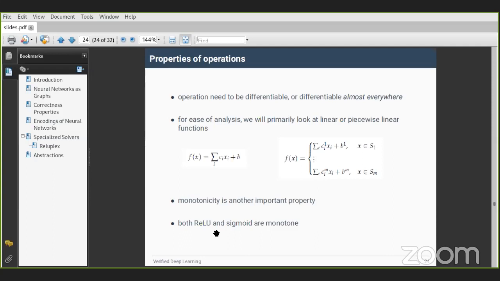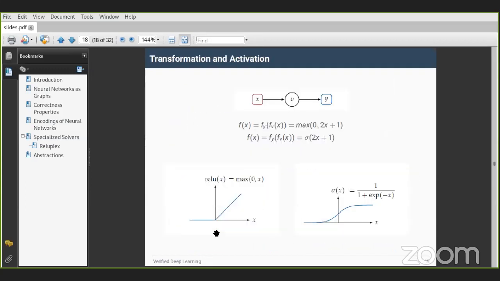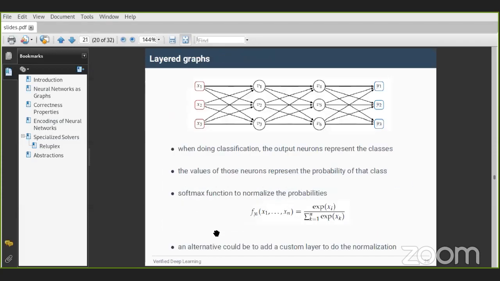So for instance, ReLU can be represented like this. You write ReLU of x as 0 when x is less than or equal to 0, otherwise it is equal to x. So the ReLU is piecewise linear. Monotonicity is another important property, and it will help us in our analysis, and we'll see why. Both ReLU and sigmoid, as you can see here, are monotone.